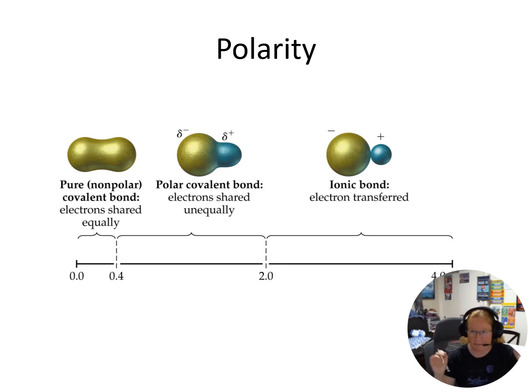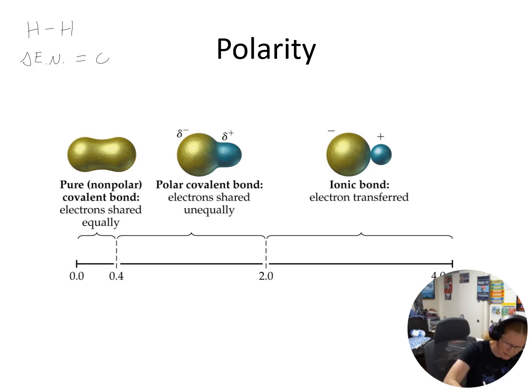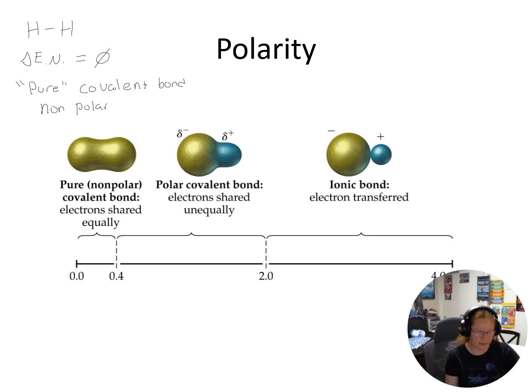A nonpolar bond, or a pure covalent bond, things are going to be shared equally. So if I have something like hydrogen bonded to hydrogen, my change in electronegativity will equal 0 because they each have the same electronegativity value, because they're the same thing. And so this is where I get my pure covalent bond, which is nonpolar. And then if I get enough of an electronegativity difference, that's when I have a polar covalent bond.